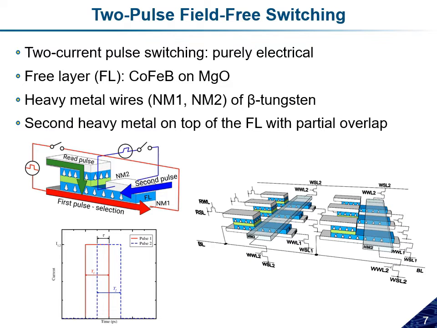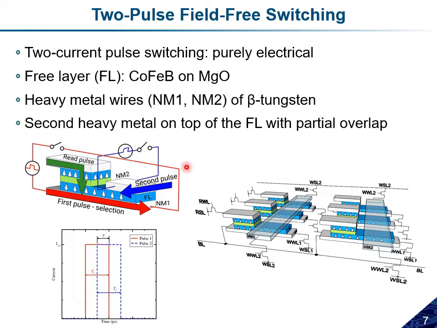In this slide, I show the field-free switching scheme we have proposed, which is based on the application of two pulses to two different orthogonal heavy metal wires. One first metal wire is here below the free layer. Then there is on top of the free layer a second heavy metal wire partially overlapping it. And to the left here there is an MTJ for the reading operation. The idea is to control the magnetization reversal purely electrically by the application of these two current pulses.